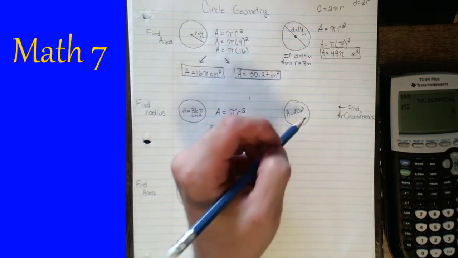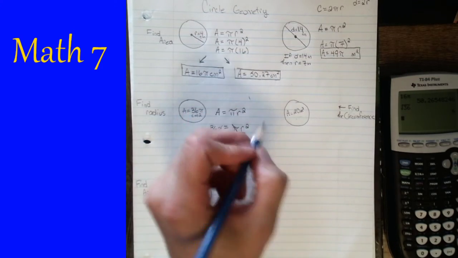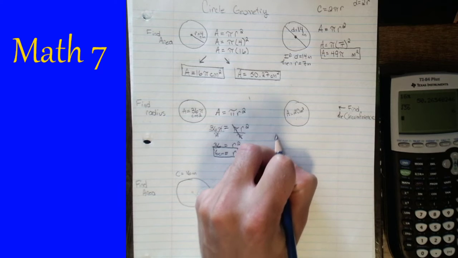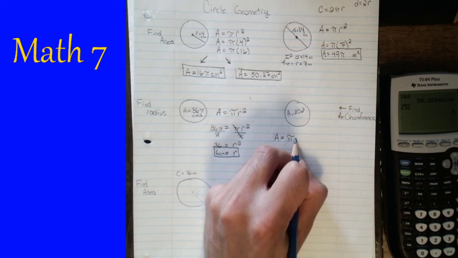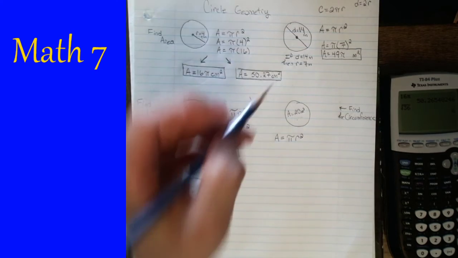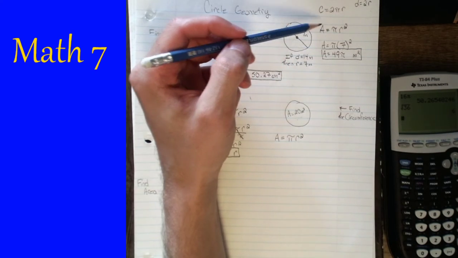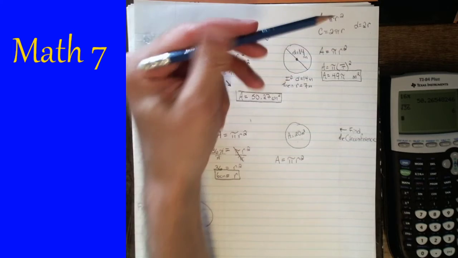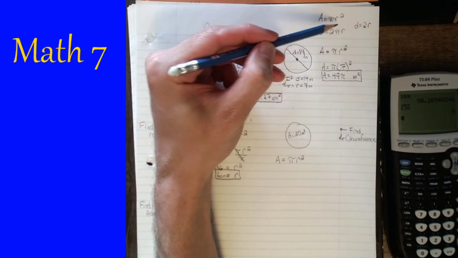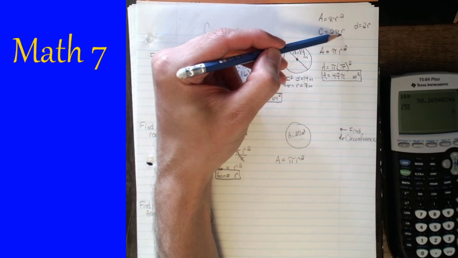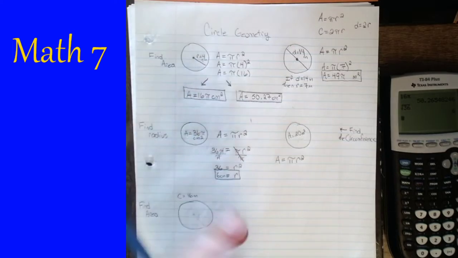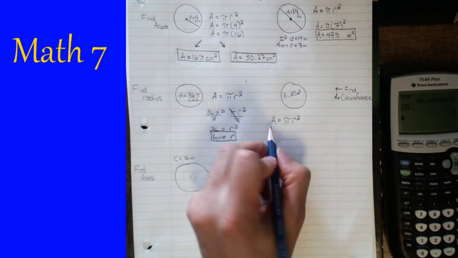And this is kind of like a two-step process, because I can't really directly go from area to circumference. But what I can do is use my area to figure out my radius, and then after that, use my radius to figure out my circumference. And that looks a little bit like this.